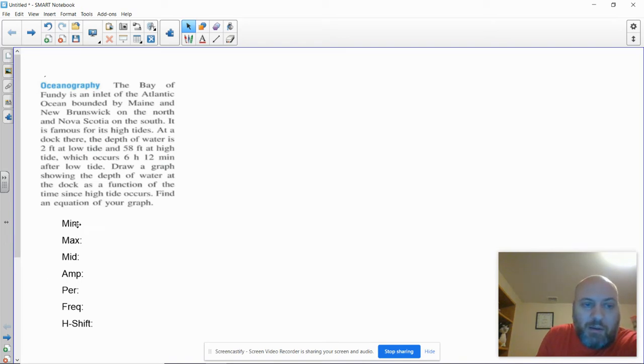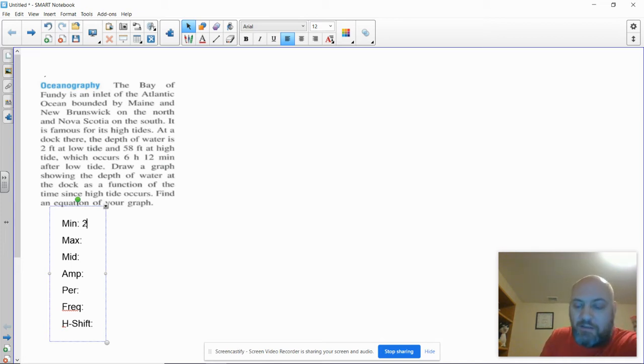So based on the problem, my minimum depth occurs at 2 feet. My maximum height occurs at 58 feet. So the midline is going to be the line that is in between those two numbers. So we find that by adding them together and dividing by 2. So 58 plus 2 is 60. 60 divided by 2 is 30. So my midline is going to be at 30 feet.